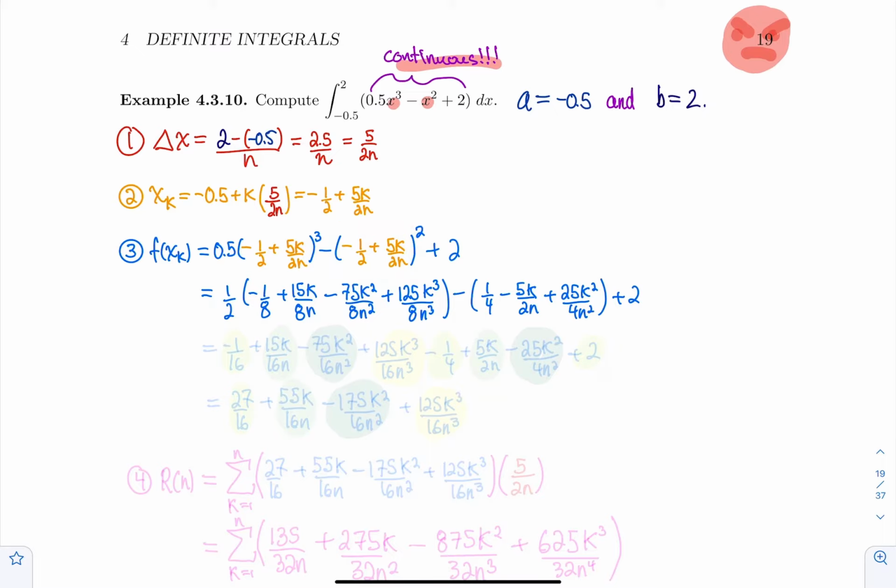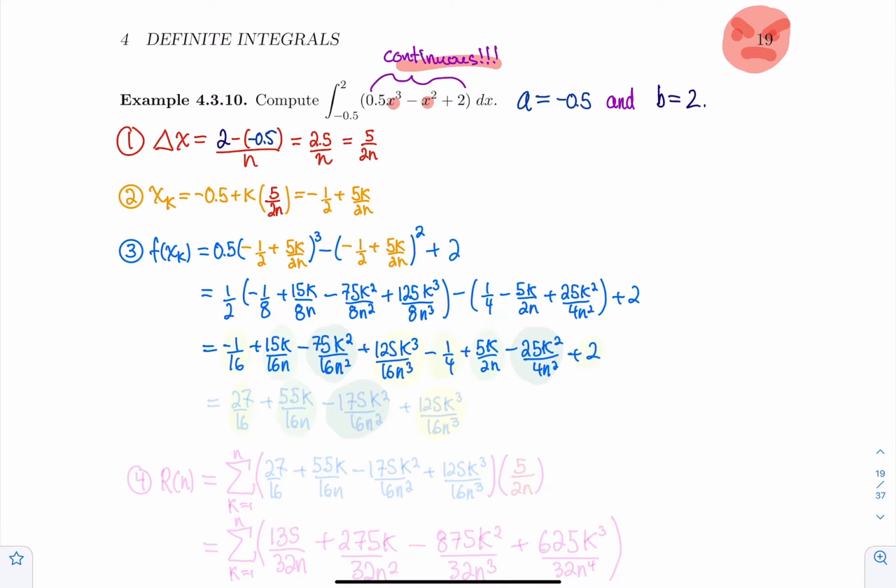Now the next step is to combine the k's together. So all the constants, I will combine them together. All the terms that are multiples of k, I'm going to combine them together. All the terms that are multiples of k squared, I'm going to combine them together. And all the terms that contain a k cubed, I'm going to combine them together. But before doing that, I need to first multiply by 1/2 inside my first bracket, and I need to distribute the minus sign inside my second bracket. So if you do that, you can verify that you get the following computation.